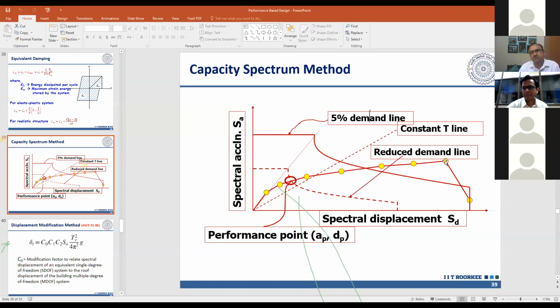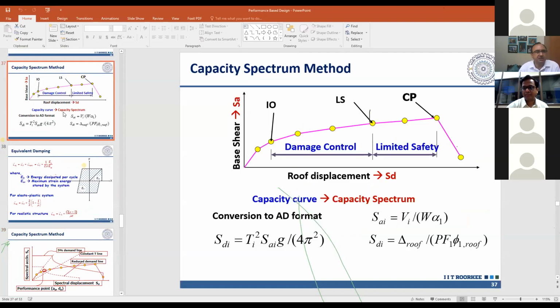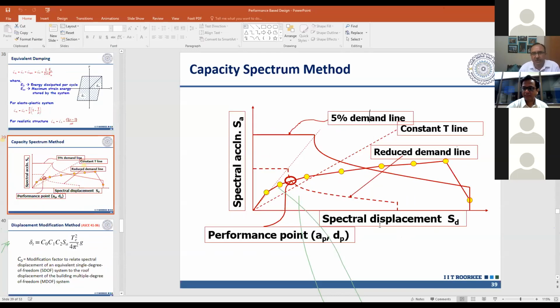The capacity curve is also in terms of SA versus SD. For converting the capacity curve, we use this relationship, which I have given here. So from the roof displacement, I can get SD. From the base shear, I can get SA. So when both are represented in the same format, then I can compare this.